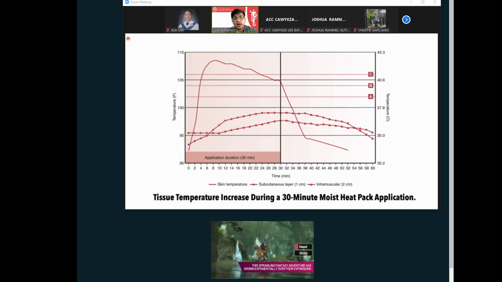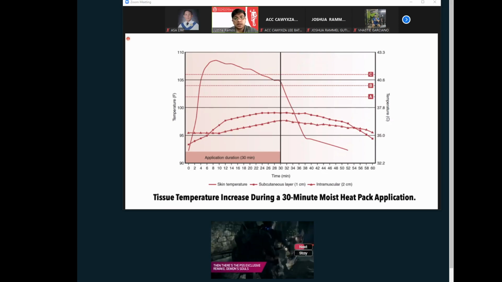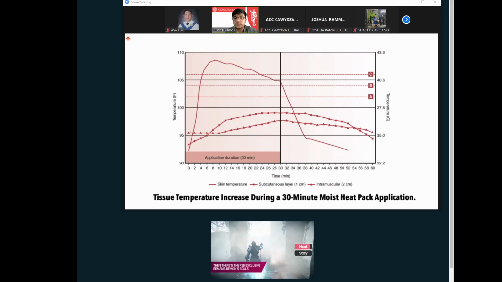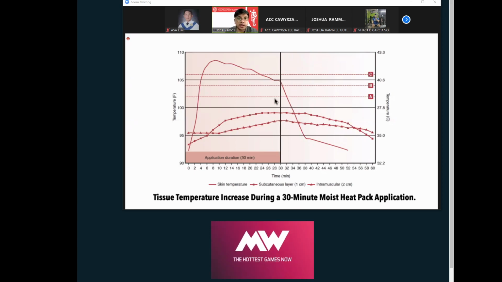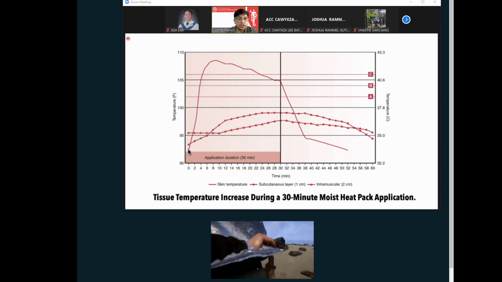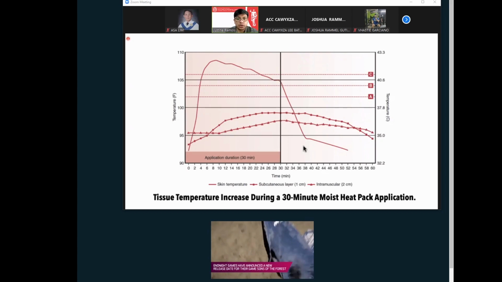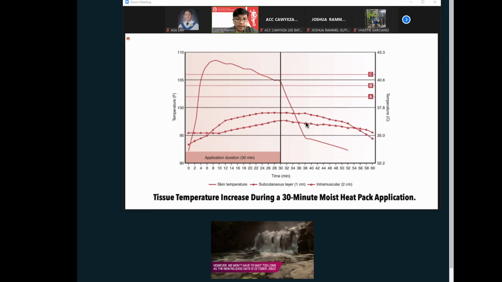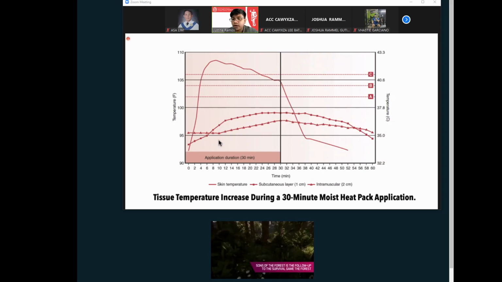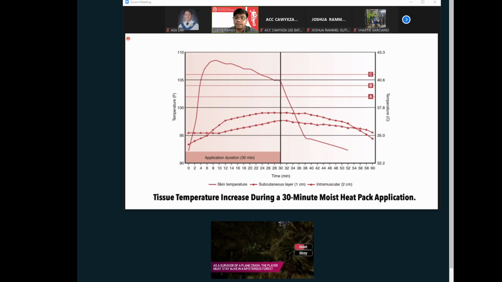So this graph here shows the tissue temperature increase during the first 30 minutes of application of a moist heat pack. As you can see here, this line is the skin temperature. The one with the square would be your subcutaneous layer. The triangle is your intramuscular. Okay? And as you can see, let's look at the skin, because remember, the effect of your heating modality is widely felt at the skin level.